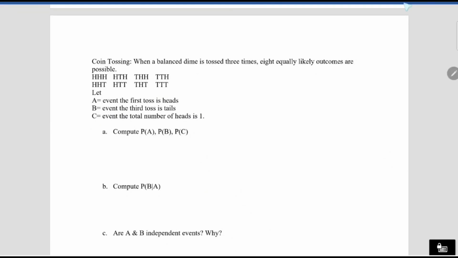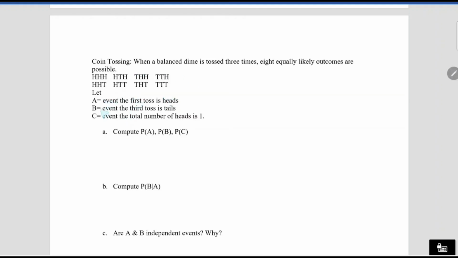We'll now work on this problem here on coin tossing. It says when a balanced dime is tossed 3 times, 8 equally likely outcomes are possible. And they've given us all the different outcomes from tossing a coin 3 times, right? So we can either have a heads in all 3 tosses, or a head in the first toss, a tail in the second toss, and a head in the third toss. Then we can have a tail followed by 2 heads. So these are all the combinations we can get from tossing a coin 3 times.